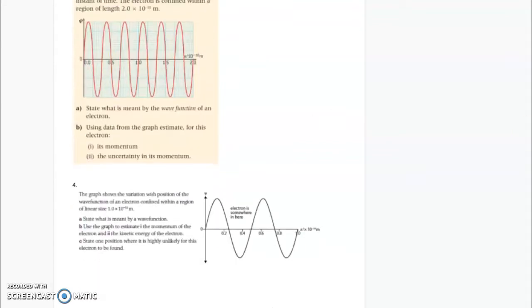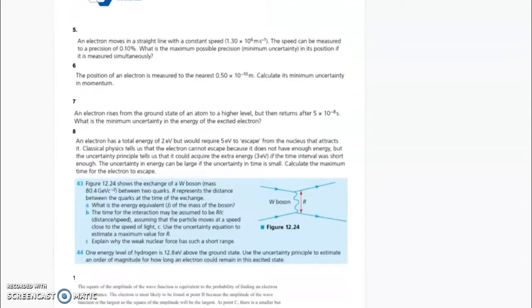Similarly with something like this. All of these graphs also enable you to predict the most likely position of an electron. So that's the wave function.